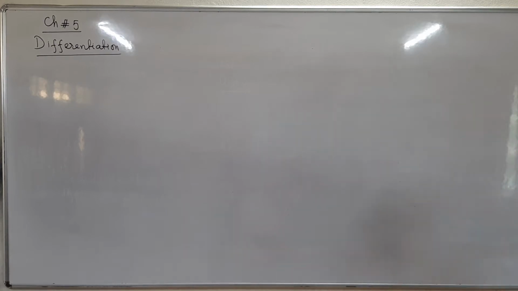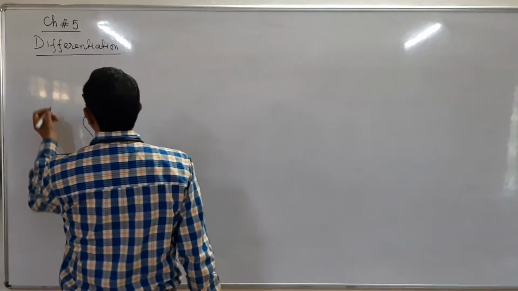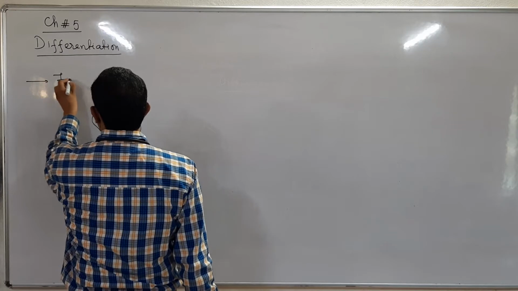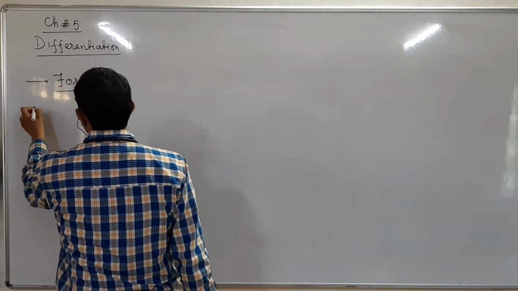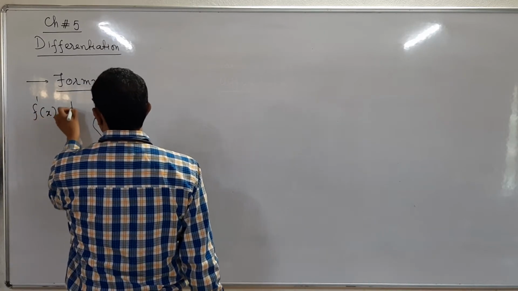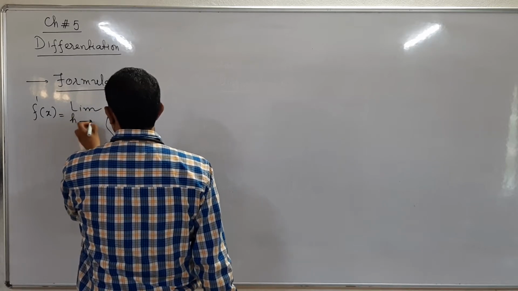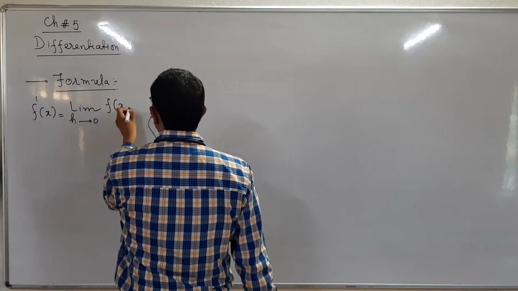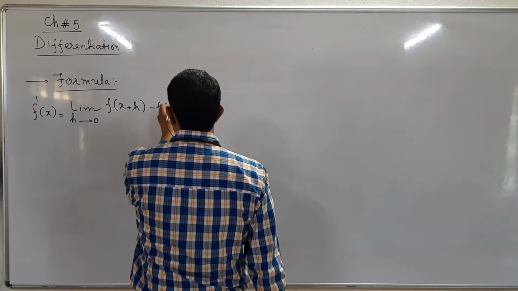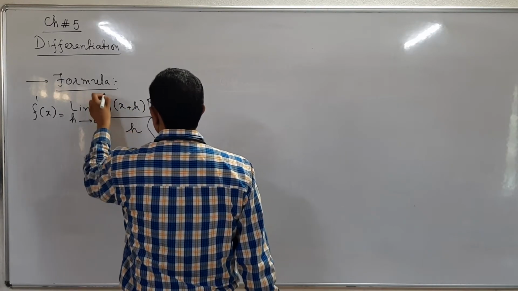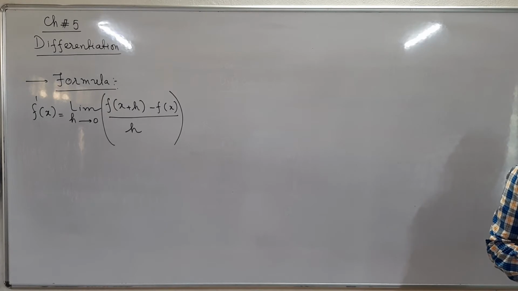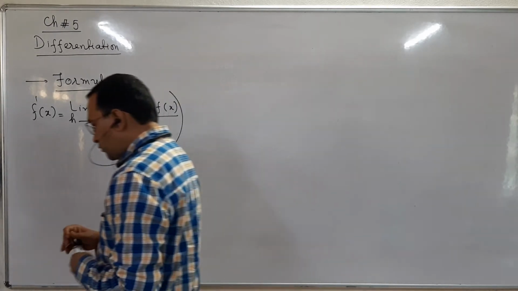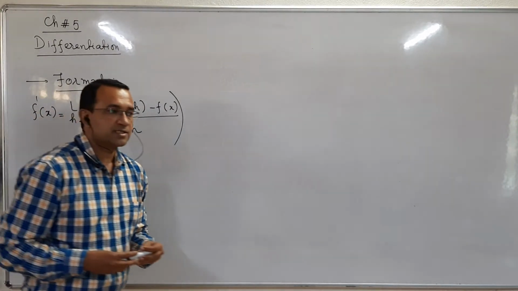exercise 5.1. The formula which you have to repeatedly memorize for exercise 5.1 is only one formula, and that is, students, f dash x is equal to limit h tends to 0, instead of a, I am writing x, f of x plus h minus f of x upon h. This is the formula which is used to find derivative using definition. So today's lecture, students, we are devoting to exercise 5.1.